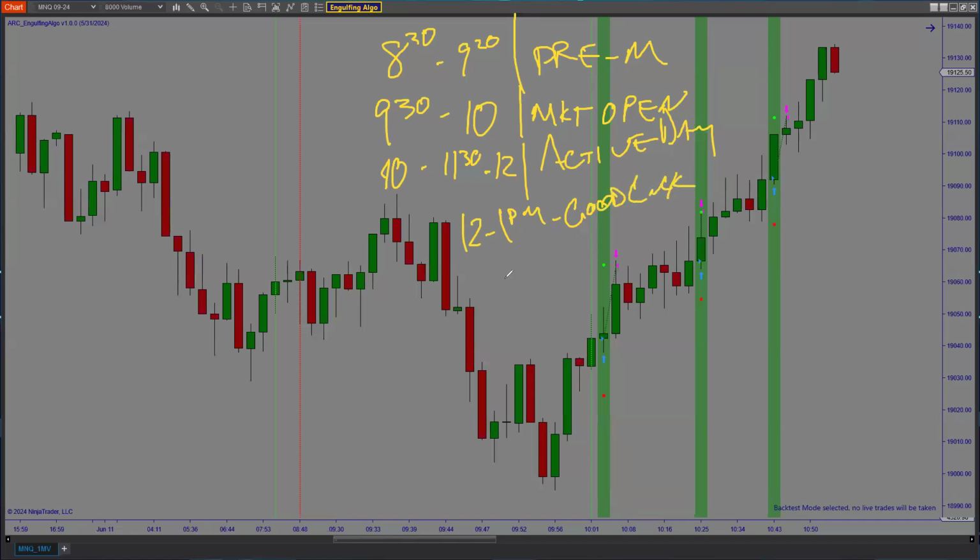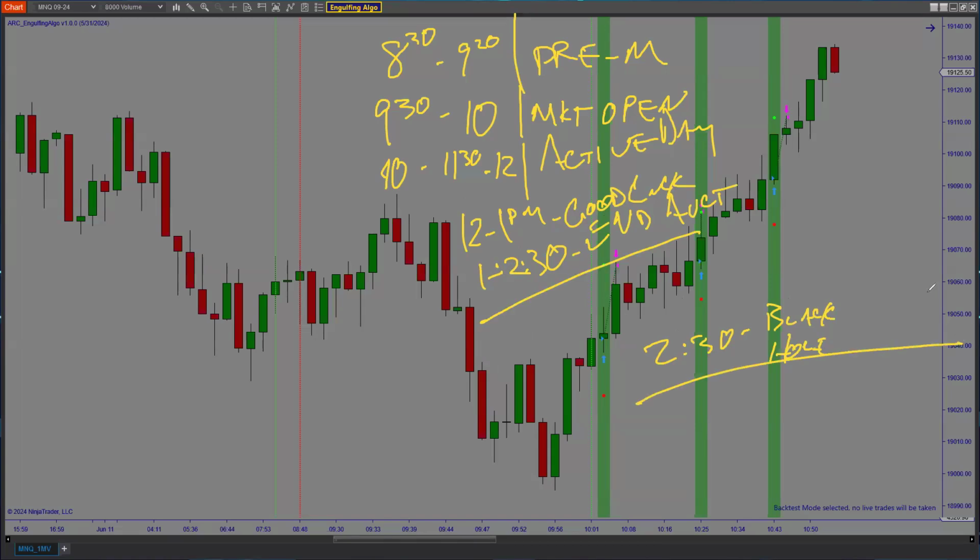We'll see how it goes. 1 to 2:30 is like the end of the auction session. And then 2:30 and beyond is the black hole. Good luck again. It's like whatever happens after 2:30 stays after 2:30, right? It's like the Bermuda Triangle of trading.